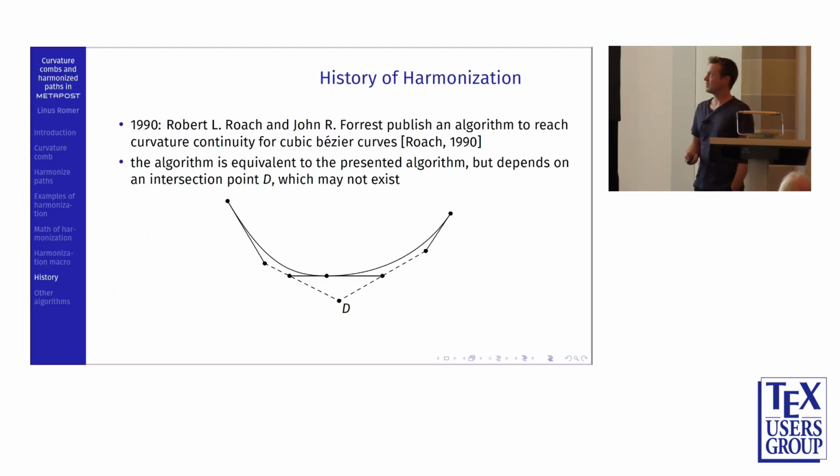And I found out later, after I had developed this formula, that in 1990, Robert L. Roach and John R. Forrest already published an algorithm at the NASA Langley Research Center to make exactly this thing that I wanted to, so to harmonize it, but of course they didn't use this term at that time. And the algorithm is equivalent, but it works slightly differently because it depends on an intersection point D, and this intersection point does not always exist.